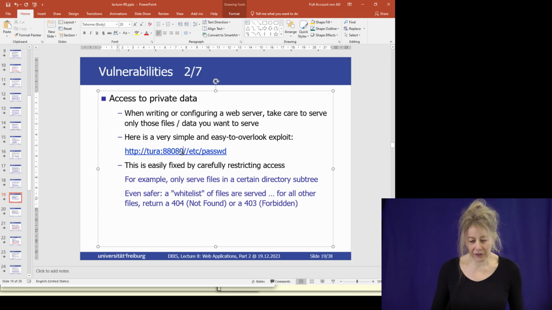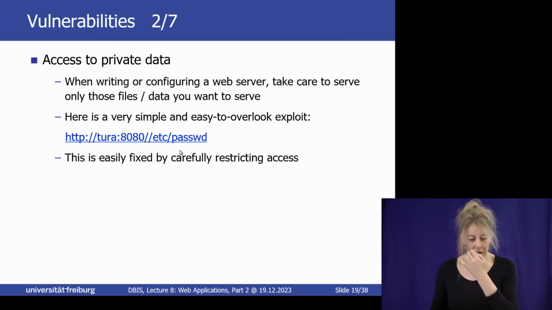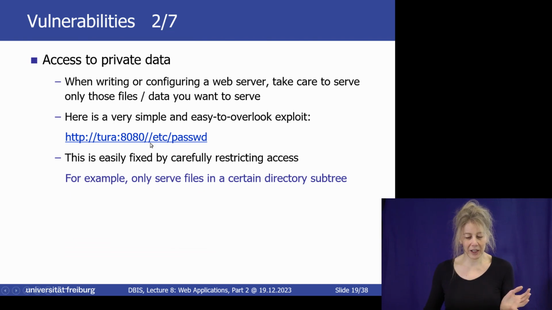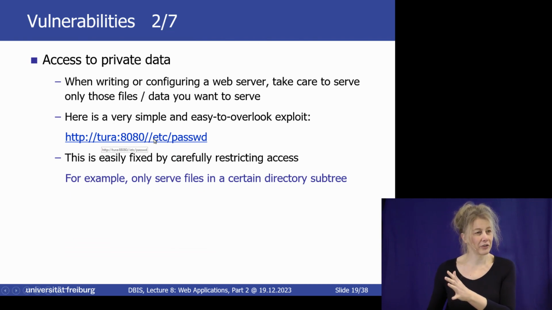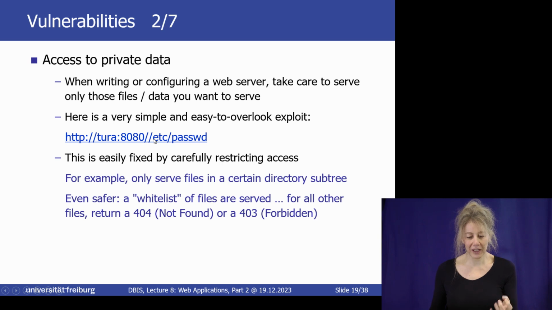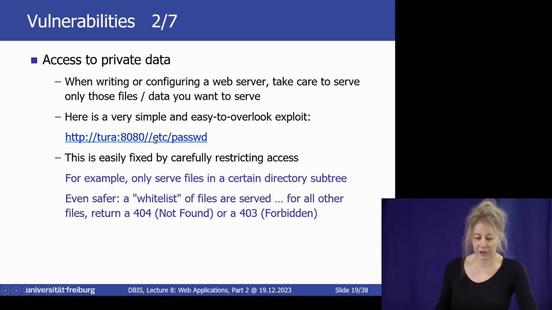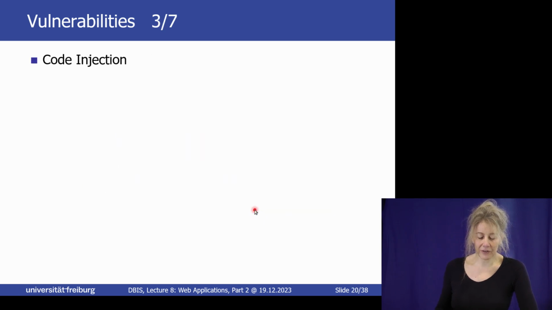Of course, once you're aware of this, these are usually very easy to fix, right? How do you fix it? You say, this thing shouldn't contain slashes, or the really conservative way is to have a whitelist: this server is only for these files, or only for these files in this directory. Otherwise, you return forbidden or something like this. So that's easy to fix.